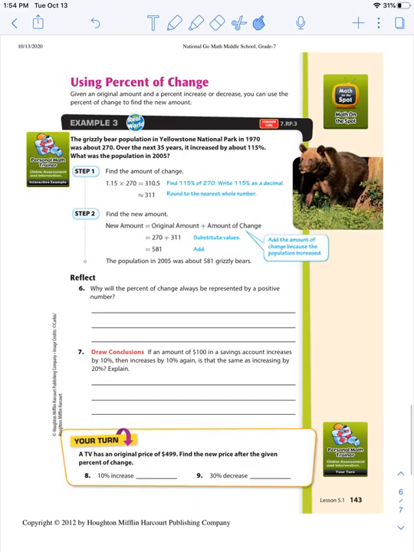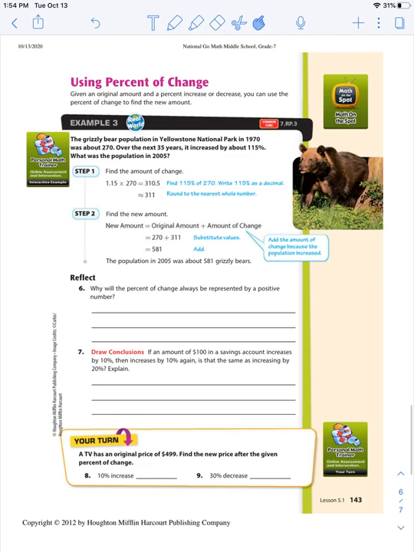All right, next we're going to use percent of change and think backwards. So let's look at this example. The grizzly bear population in Yellowstone National Park in 1970 was about 270. Over the next 35 years, it increased by about 115%. What was the population in 2005?